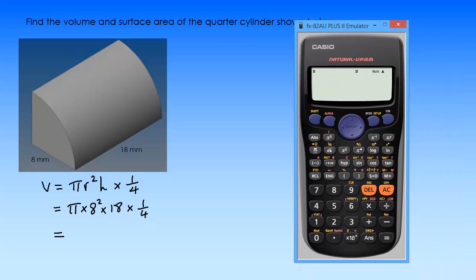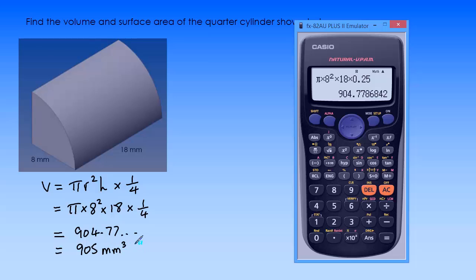So that's going to be pi times 8 squared times 18, and then we'll multiply that by, I'll just put 0.25 in, and that gives me 904.77 and so on. And if we go for the nearest whole number again, so that's 905. This time it's millimeters cubed, and we're going to the nearest whole number.